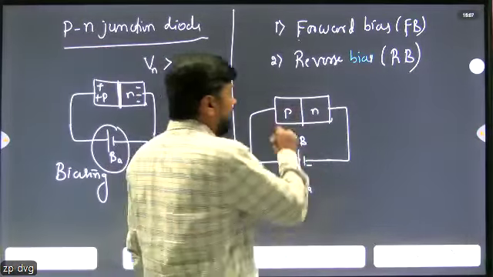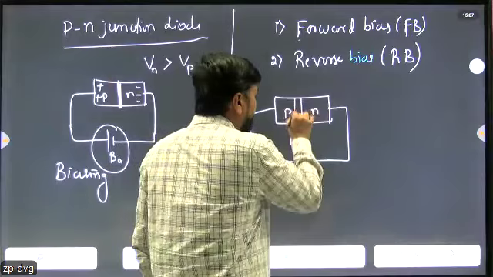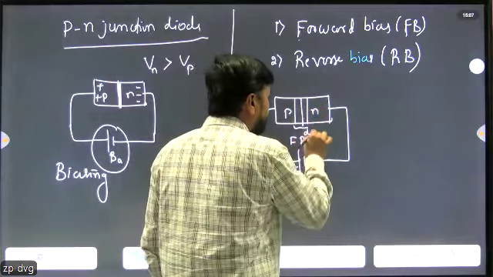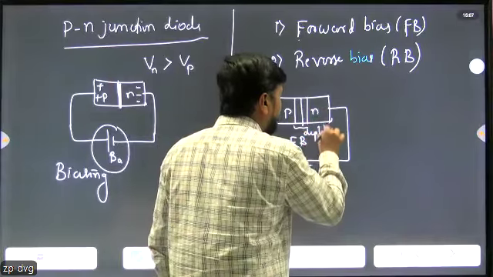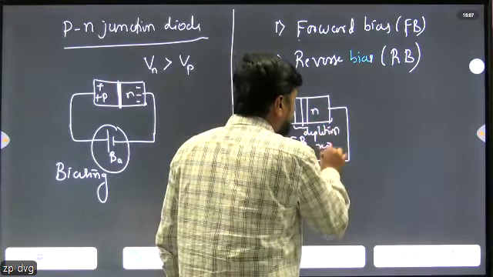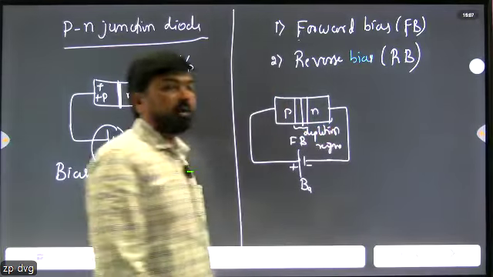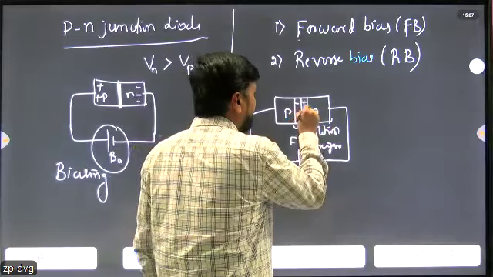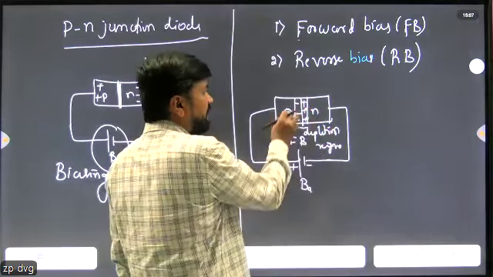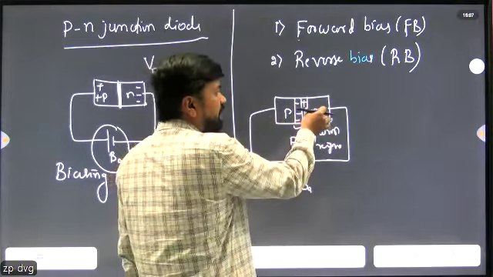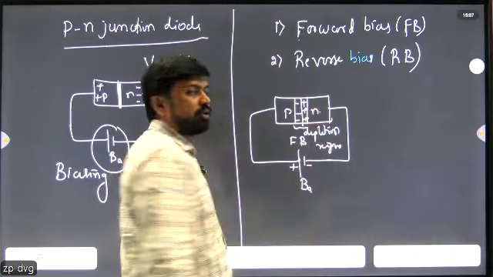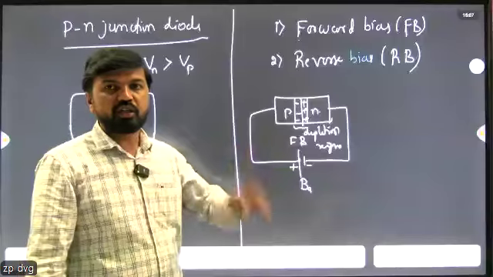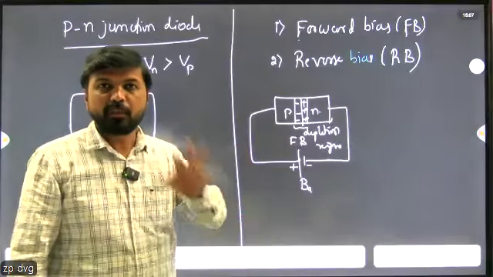After biasing, at the PN junction, this region we call the depletion region. At the depletion region, there is a fixed layer of ions present. Towards the P side, negative ions are accumulated. Towards the N side, positive ions are accumulated. These fixed layers of ions create a potential difference. We call it a potential barrier.